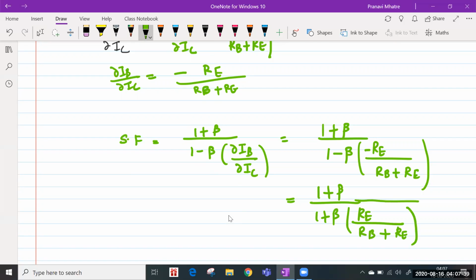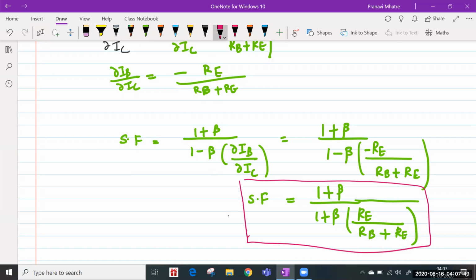So here we can see that my denominator compared to my fixed bias circuit has increased. So when my denominator is increased, definitely my numerator value is going to be reduced, and hence I can confidently say that my stability factor is reduced by adding the emitter resistor in the fixed bias circuit, and hence my emitter bias circuit gives improved stability compared to the fixed bias circuit.